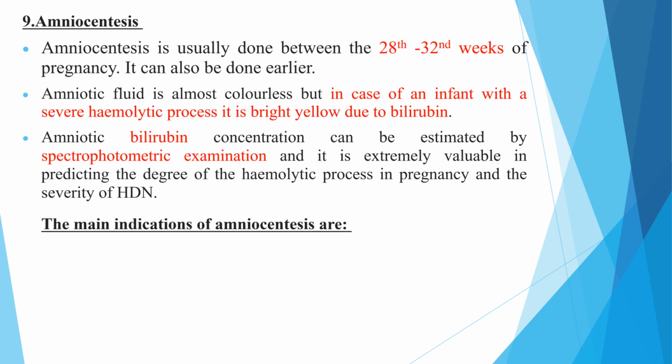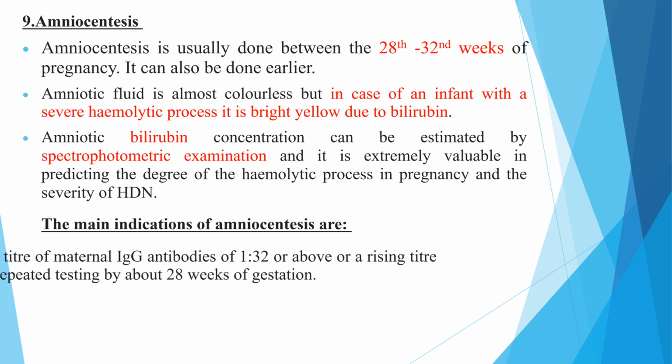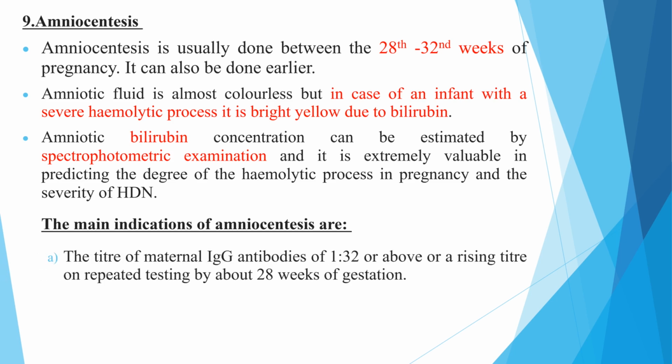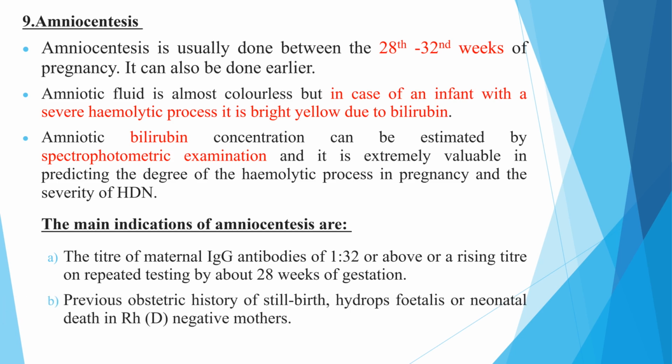The main indications of amniocentesis are the titer of maternal IgG antibodies of 1 in 32 or above, or a rising titer on repeated testing by about 28 weeks of gestation, and previous obstetric history of stillbirth, hydrops fetalis or neonatal death in RhD-negative mothers.